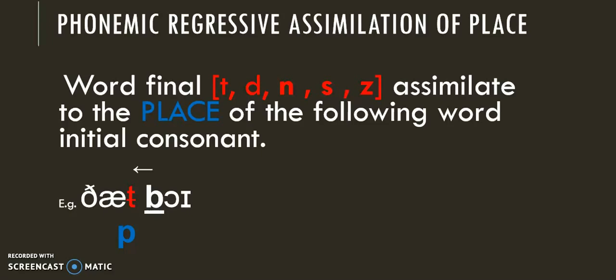What is it that they take from the neighboring sound? In these examples, they take their place of articulation. That is, if you compare the sound that replaces the original sound with the one that follows, you will see that they are homorganic. That is, they share the same place of articulation.